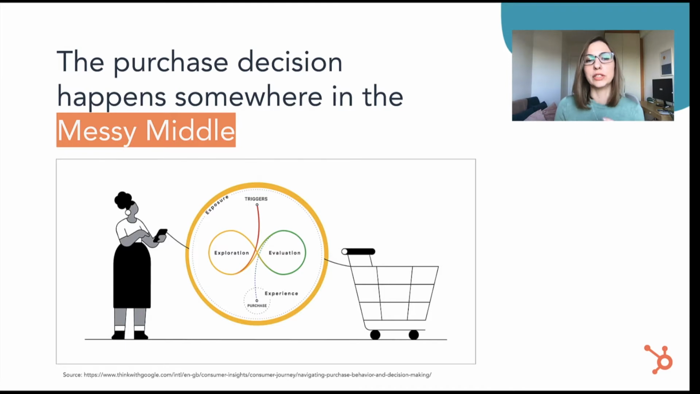To go a little bit deeper into what's going on in that messy middle, you have to think about two types of actions that people take when they're trying to make a purchase. First of all, they go into exploration mode, where they look at what options are available out there, and then they evaluate those options. And sometimes they go back and forth between exploration and evaluation.